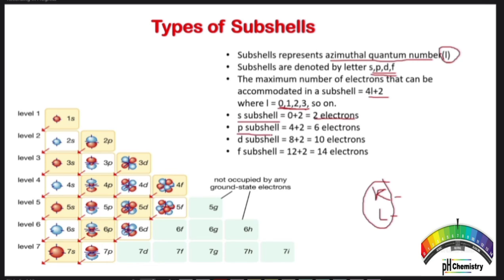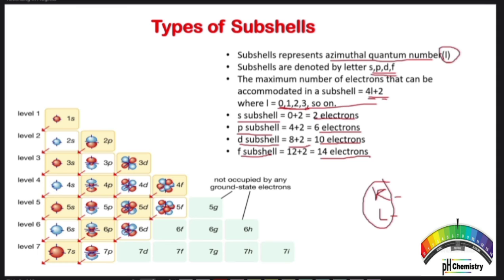Okay. In the p subshell, the value of l is what? It is 1. So 4 into 1 is 4. 4 plus 2 is 6. So the maximum number of electrons in the p subshell is 6. For the d subshell, the value of l is 2. So 4 into 2 is 8. 8 plus 2 is 10. So the maximum number of electrons in the d subshell is 10. For the f subshell, the value of l is what? It is 3. So 4 into 3 is 12. 12 plus 2 is 14. So the maximum number of electrons in the f subshell is 14.